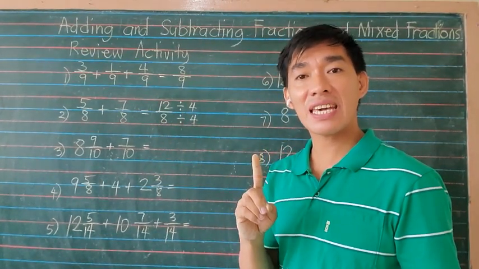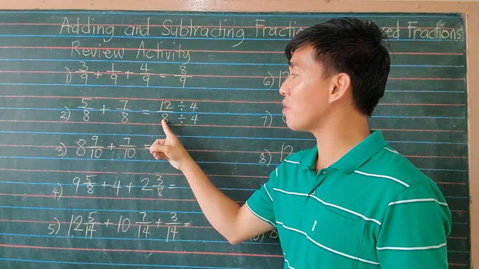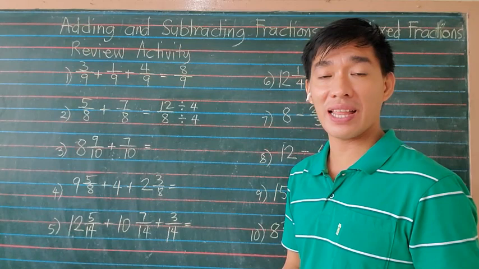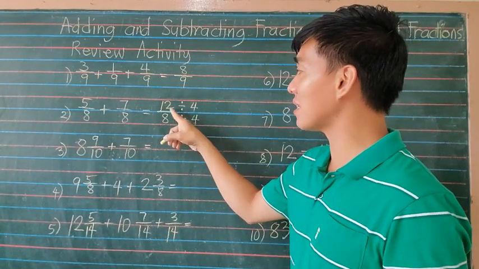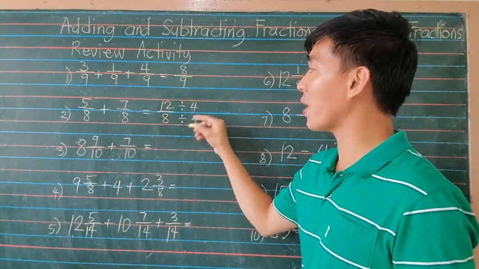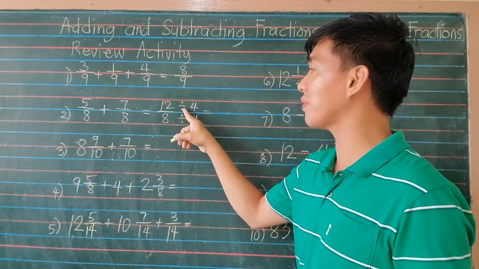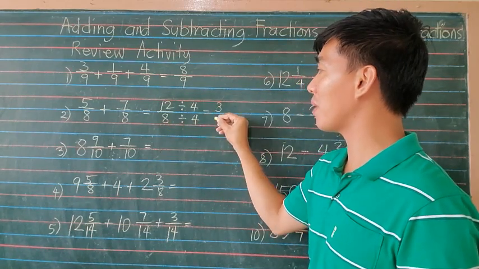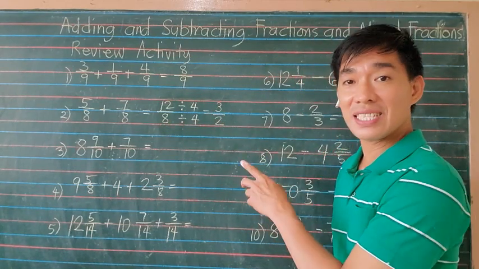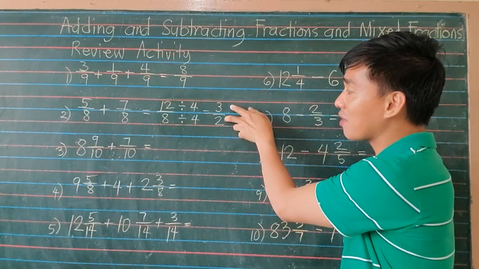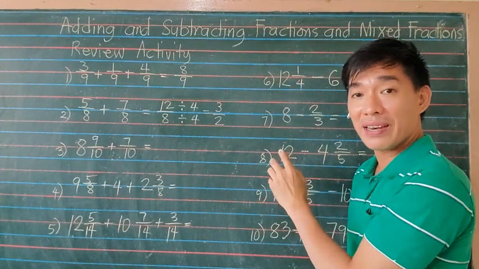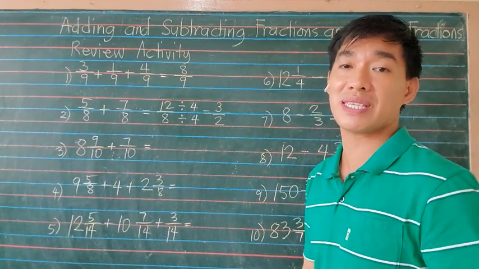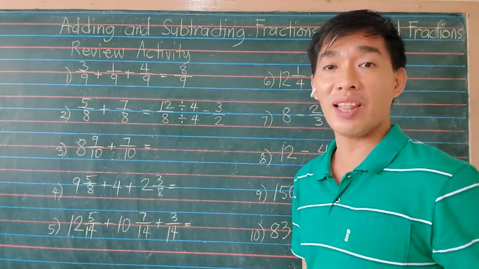Hanggat hindi naging 1 ang GCF ng numerator at denominator, you are not yet at your final answer. So in this case, 12 and 8, pwede pa silang ma-divide sa 4. So 12 divided by 4 is equal to 3. And 8 divided by 4 is equal to 2. In this case, try to look at 3 and 2. Their GCF now is 1. 1 na lang po yung GCF ng 3 at 2. Wala ka na pong pwedeng ma-divide pa sa kanila. So your answer is already in the lowest term.